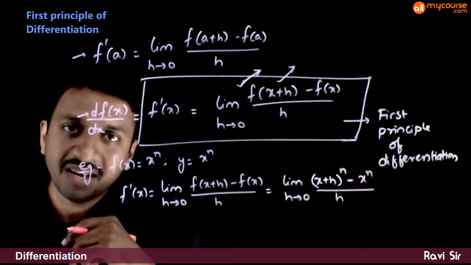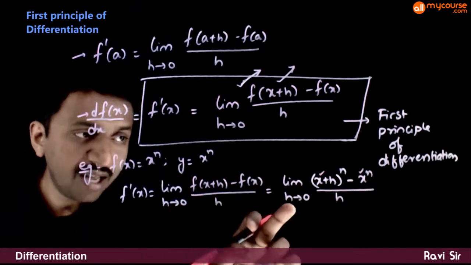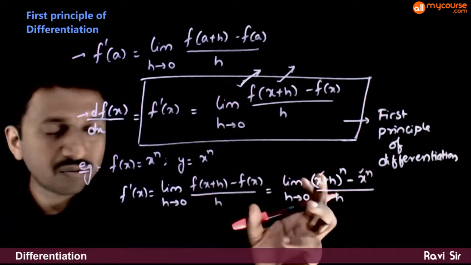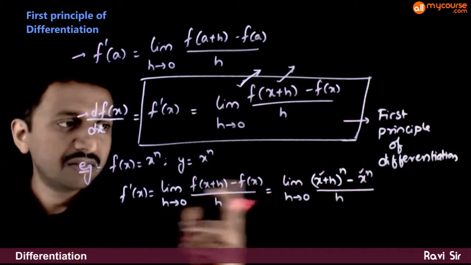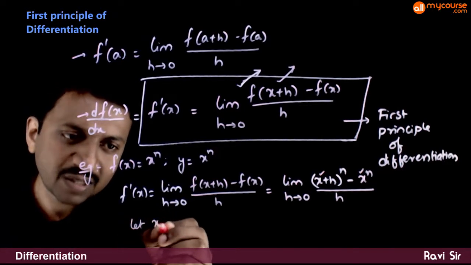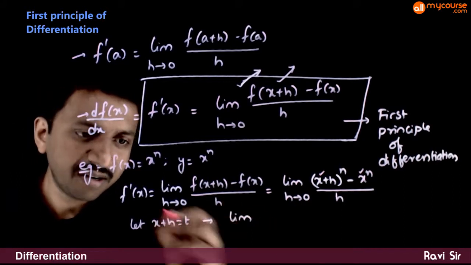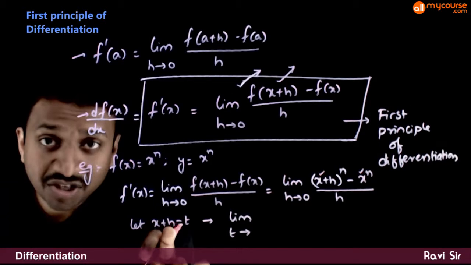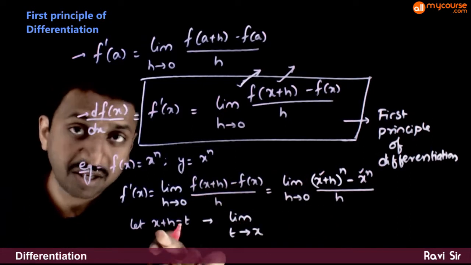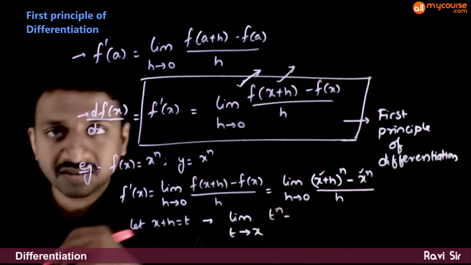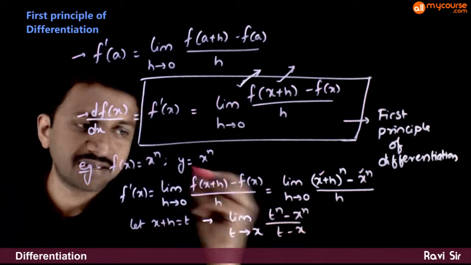So how do you find this limit? So h tends to 0. Here x is a constant with respect to this limit. h is the limit variable. So if this question would have been given in your limits chapter, how would you have solved this question? So what we do is, let x plus h is equal to t. So this implies this limit becomes limit t tends to, so as h tends to 0, where does t go? t tends to x. And x plus h is t, so this becomes t power n minus x power n by h, which is nothing but t minus x.